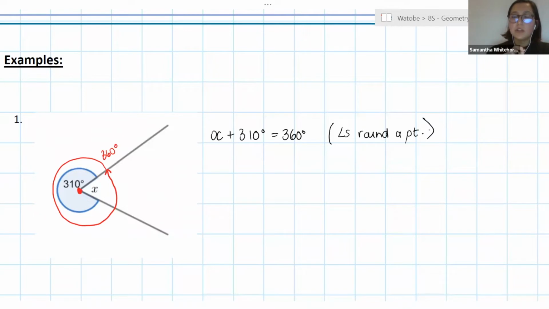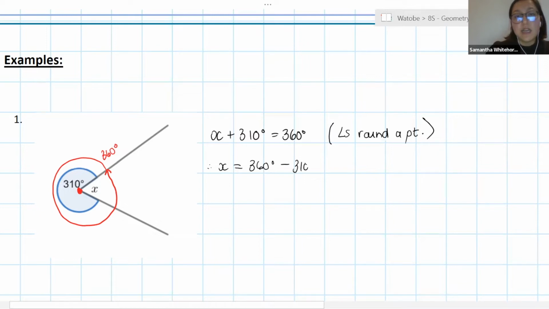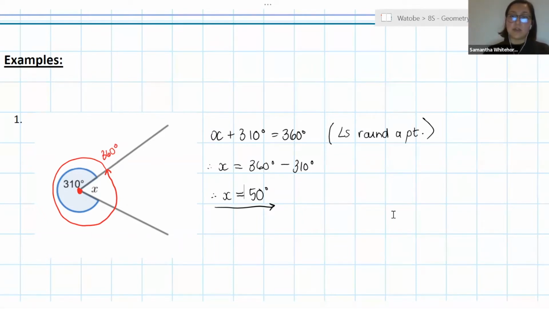Okay, so now I want to solve for X because that's the goal. I want to get X. So I know I have to subtract 310 on both sides. So X is equal to 360 minus 310. And so I get that X, as many of you have said, is equal to 50 degrees. Now remember your degree sign, that's really important in your answer. That is the unit in which we measure angles, so you need to have the little degree there. Right, well done. I saw a lot of 50s coming on the chat. Well done. And don't forget your reason.